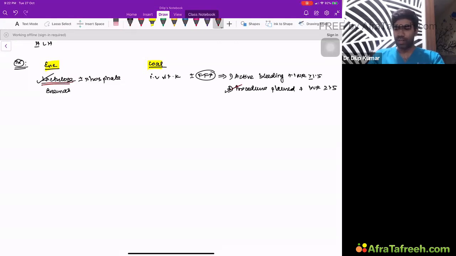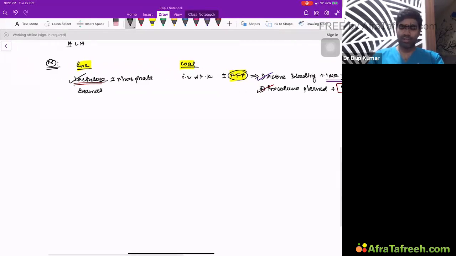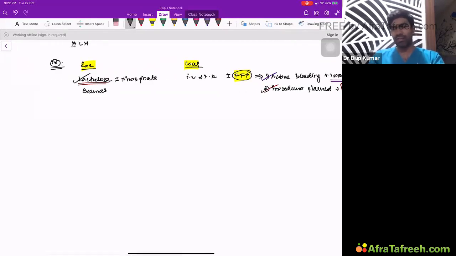So even without active bleeding, if you are planning for a procedure, plus if INR is more than 1.5, you can give FFP. Or if you are not planning for a procedure, but the patient is having active bleeding plus INR more than 1.5, you can give fresh frozen plasma. Apart from that, there is no real indication for FFP. But based on fibrinogen levels, you can give cryoprecipitate also.